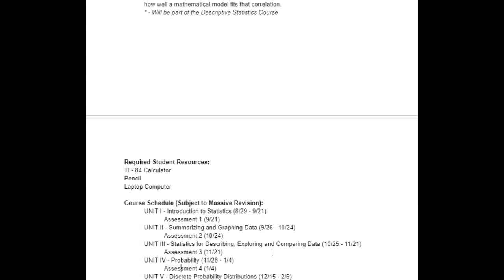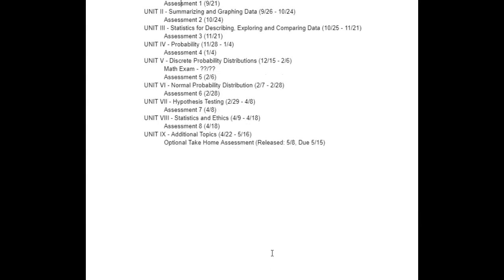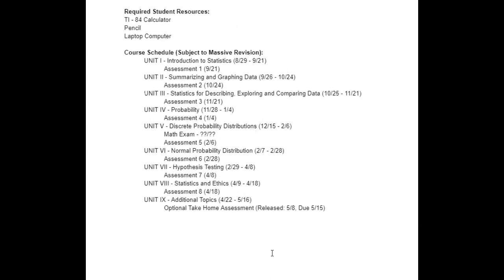Required for this class: I am not requiring a textbook for this year. I'm done with textbook publishers for this level of statistics. So all the material that you will need for this class, I am providing. You will need a TI-84 calculator. Doesn't matter the flavor, but you need one of them every day for class.